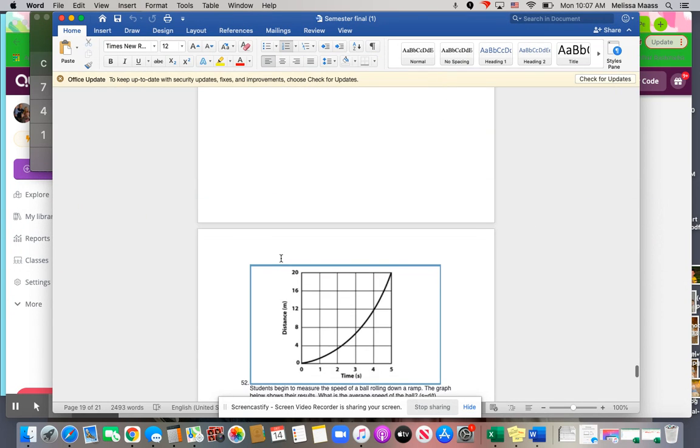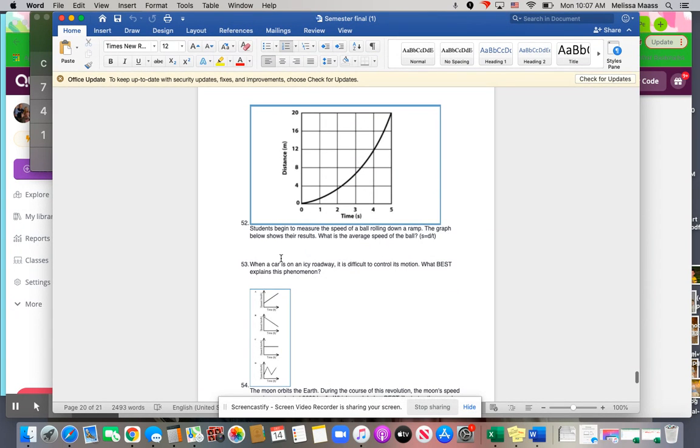The next one, 52, we have a graph. Students begin to measure the speed of the ball rolling down the ramp. Some of you could get confused because it almost looks like this is the ramp and the ball's rolling down it, but don't get confused. This is just a graph of the results. As the ball rolls down the ramp, the distance will increase, the time will increase, and the speed will increase. The graph is showing that, okay? The graph shows the results.